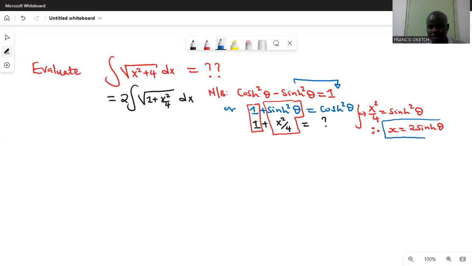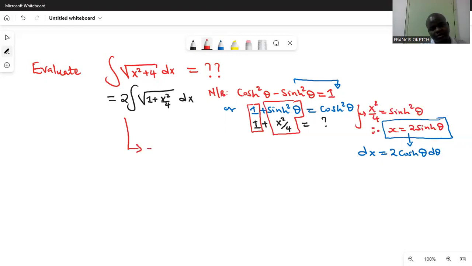This is hyperbolic substitution. So let's find the derivative. What is dx d theta? So we are going to get 2 cos hyperbolic of theta d theta. When you differentiate sine hyperbolic theta, you get cosine hyperbolic theta. So we go back to our integral.